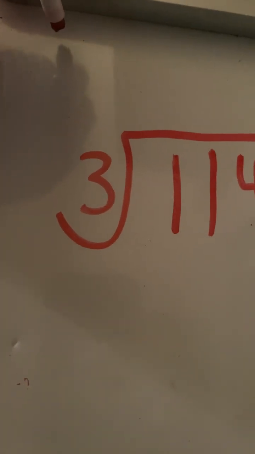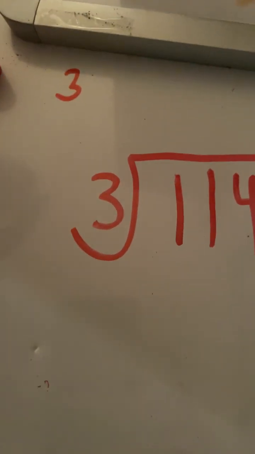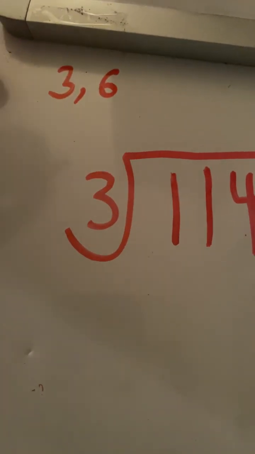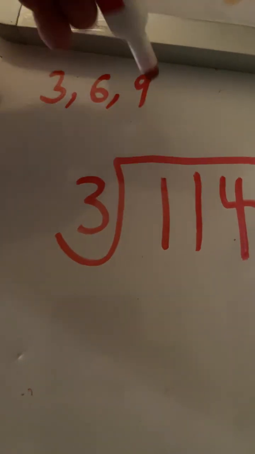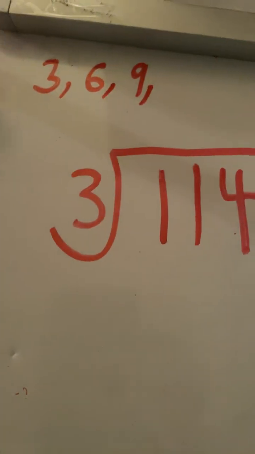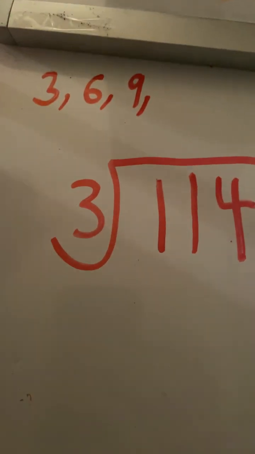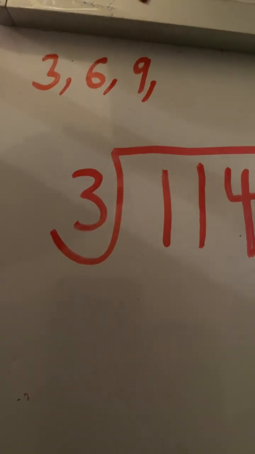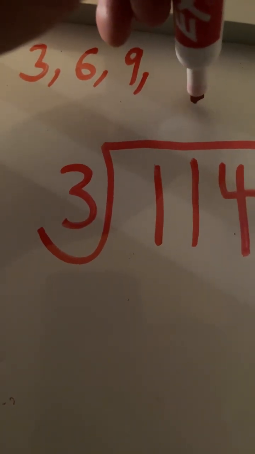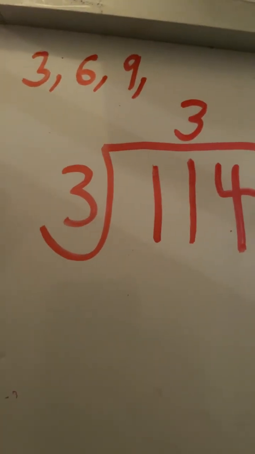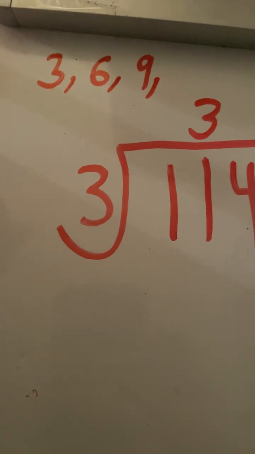So I'm going to count my groups of 3 here. 3, that's one group of 3. 6, that's 2 groups of 3. 9, that is 3 groups of 3. Now if I count by 3 again, I'll be at 12, which is too far. That would be past 11. But I was able to get 1, 2, 3 groups of 3 within the number 11. 3 goes into 11 3 times.